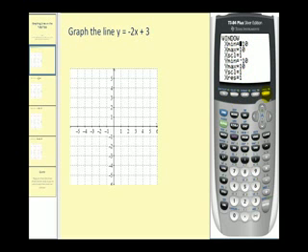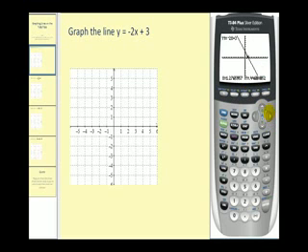Now let's go ahead and press graph again. And this gives us a nice visual of what the line should look like, but it doesn't give us exact points to plot on our coordinate plane to make a nice graph of the line. If we press trace, this does give us the point 0, 3, but if we press the right or left arrow, notice these other points on the line don't come out to nice x and y values.